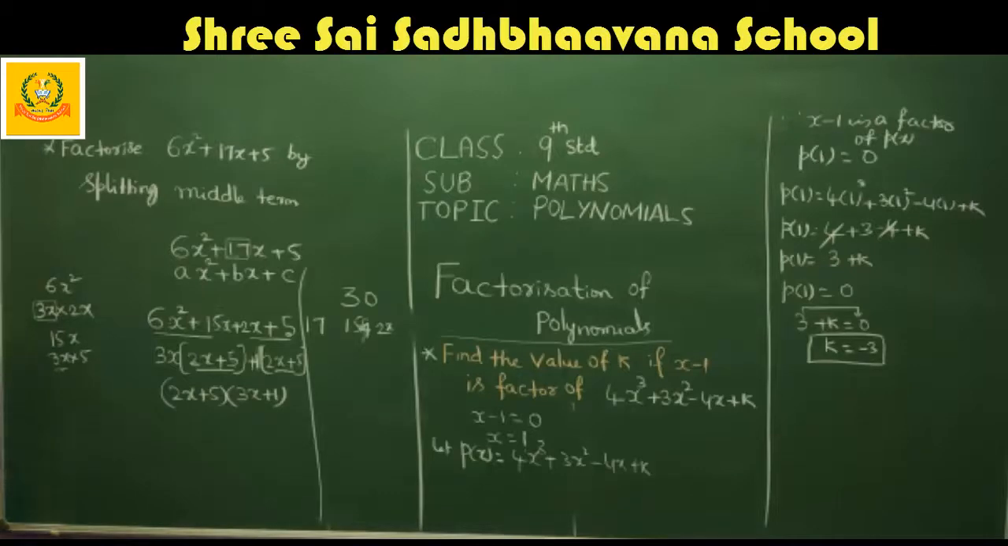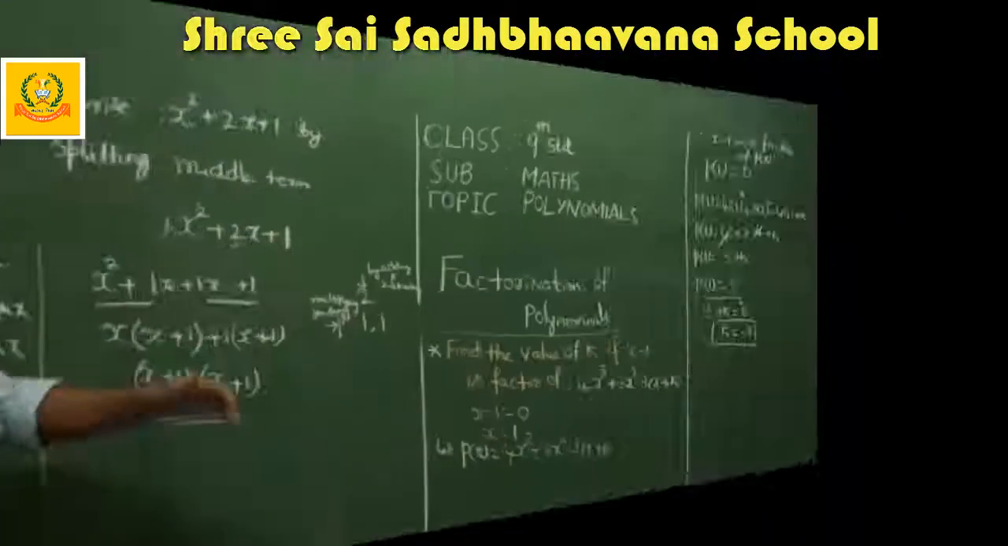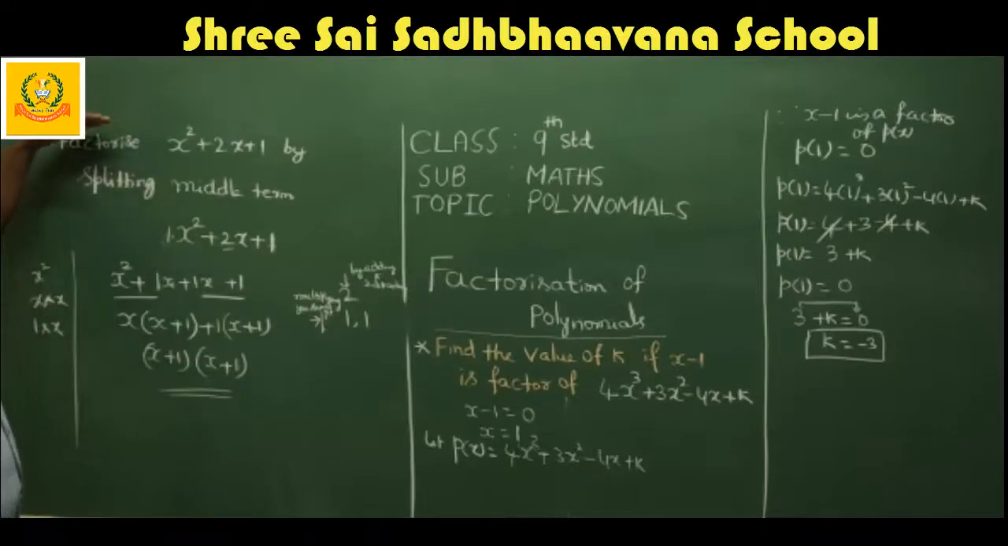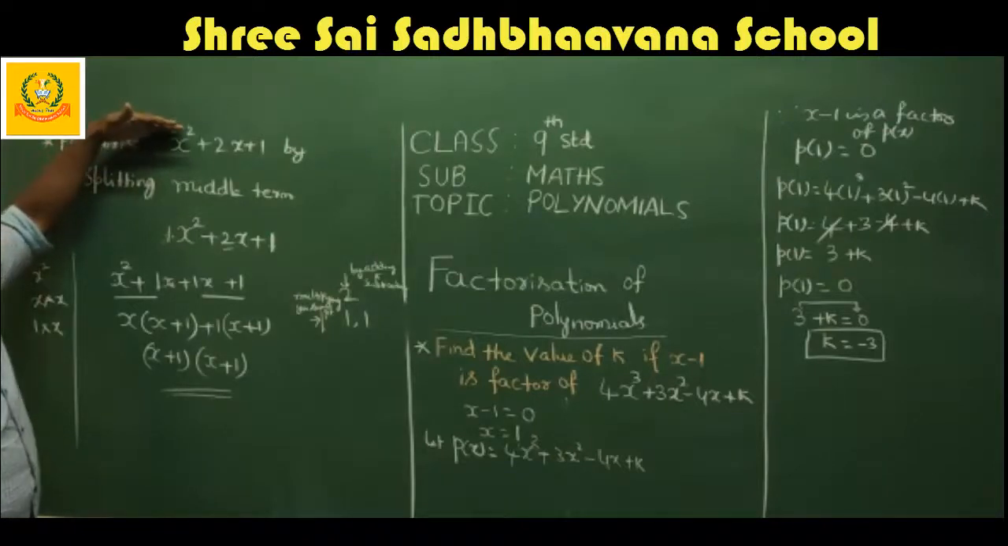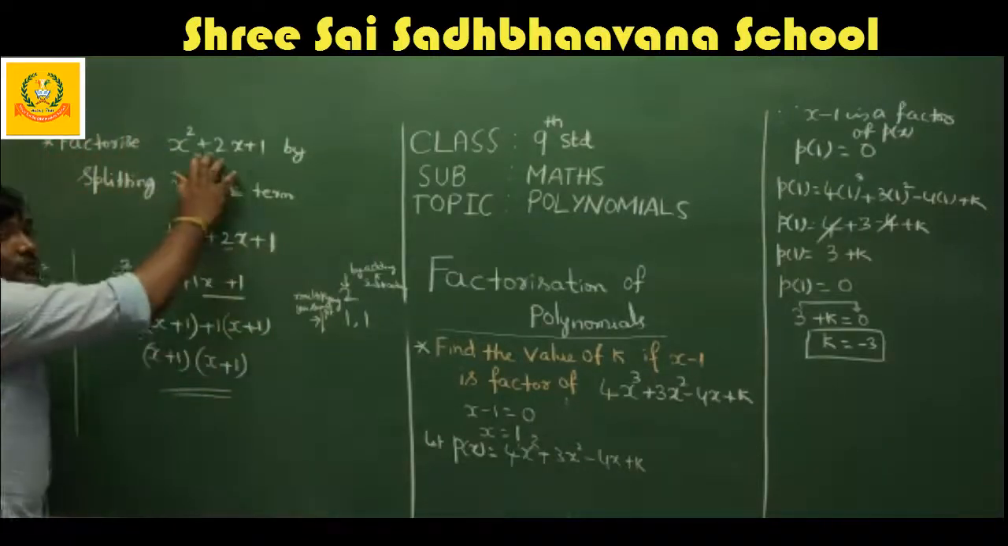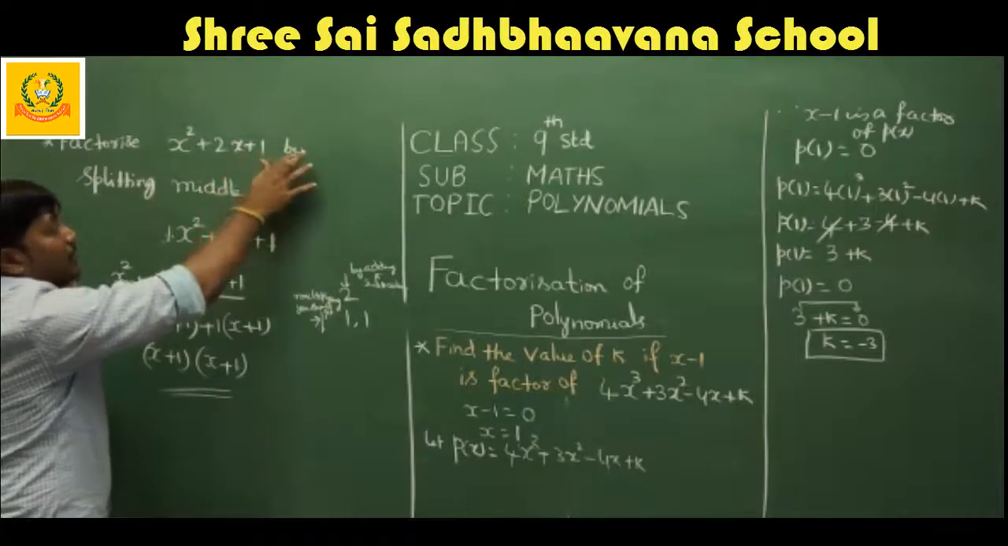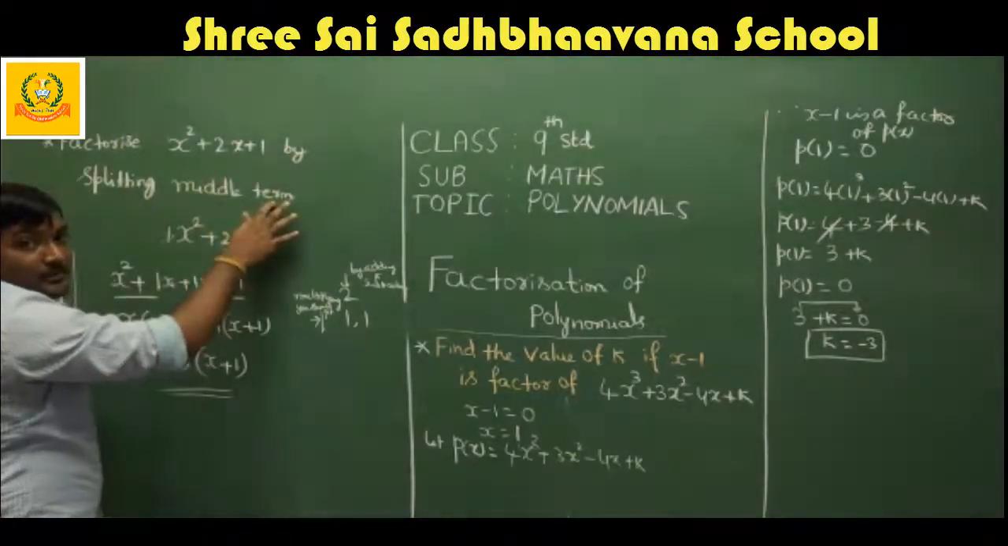This is how you have to factorize using the splitting of middle terms. See, it is a very, very important topic. Anyway, I'll explain one more sum of the same type. Factorize x square plus 2x plus 1 by splitting the middle term.